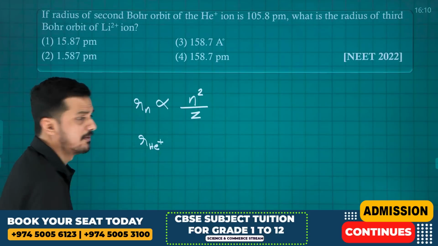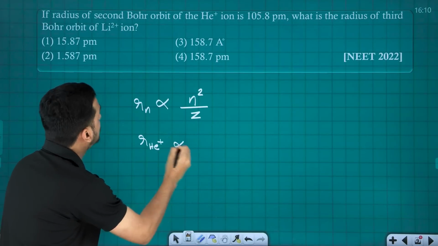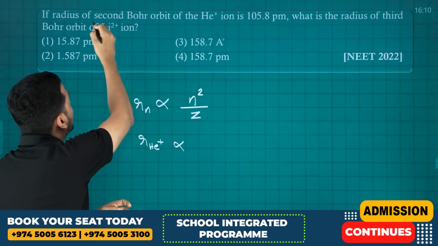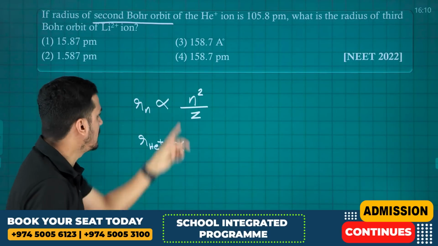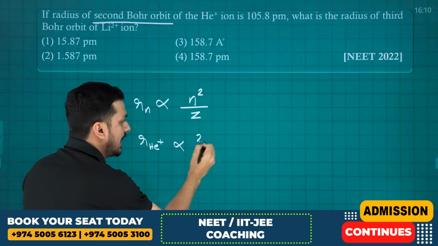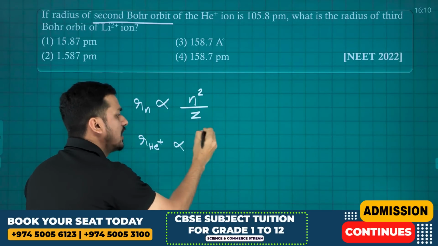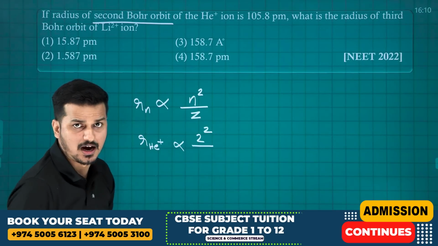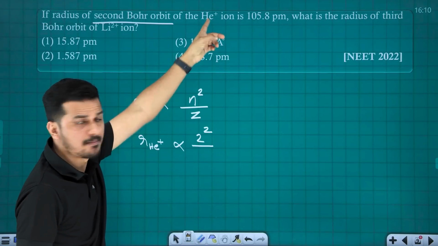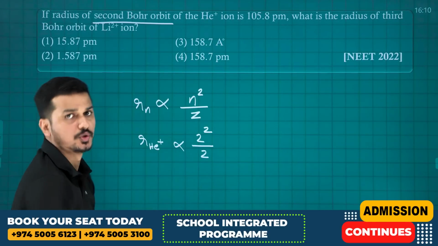Okay, the radius of helium plus is directly proportional to n square by Z. They are talking about the second Bohr orbit, that means n is equal to 2, so n square means 2 square, divided by the atomic number of helium plus, which is 2. So 2 square by 2.